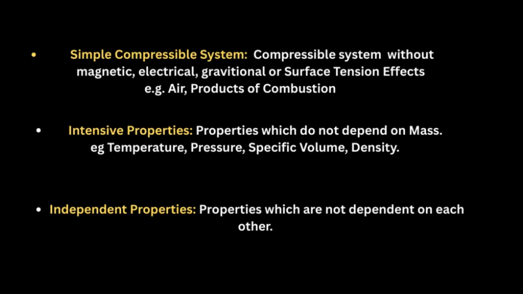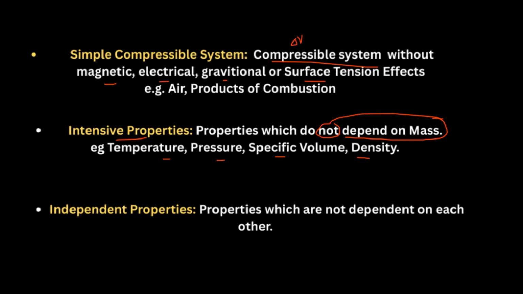So what is a simple compressible system? A compressible system means one which can be compressed, meaning the volume can decrease or increase, the volume can change basically, and which is without any magnetic, electrical, gravitational, or surface tension effects. We can take air or the products of combustion as an example. Now, what are intensive properties? We have already seen it in our last video. They are the properties which do not depend on mass. Examples: temperature, pressure, specific volume, density.